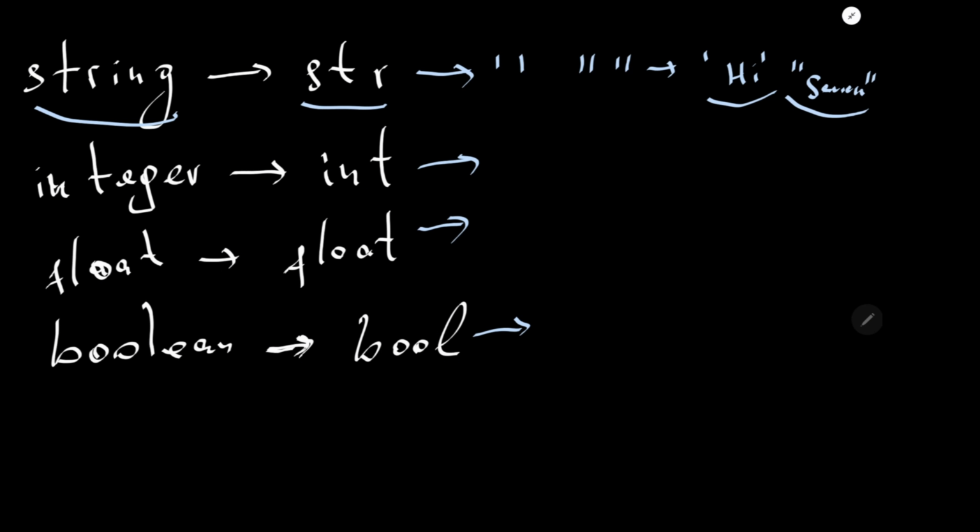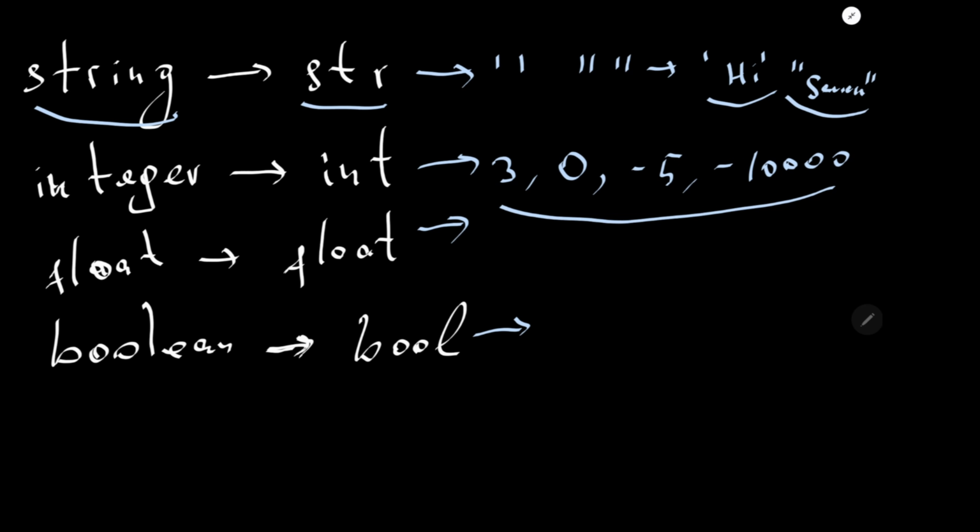Integers we can get from the name. Integer means they will be integer numbers. As an example, 3, 0, -5, -1,000,000, it doesn't matter. This is our integer numbers. It will be integer type.